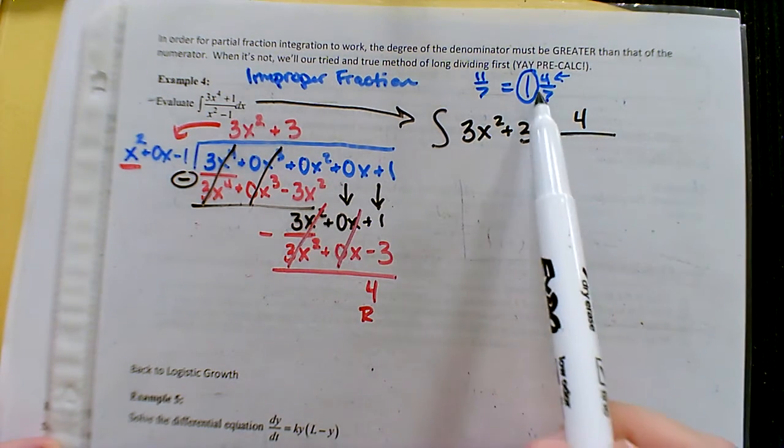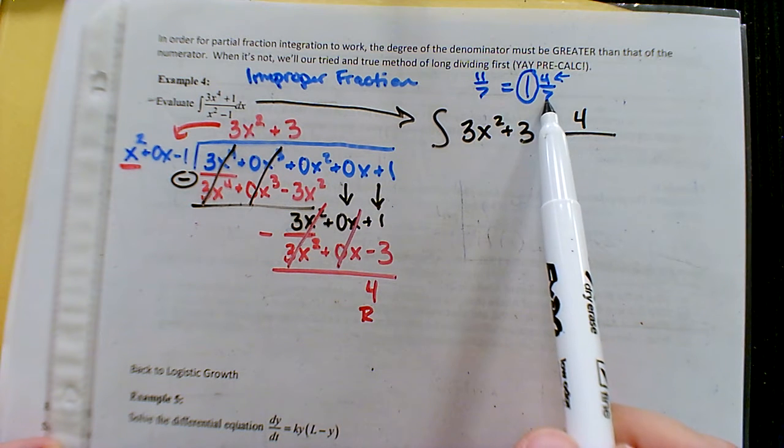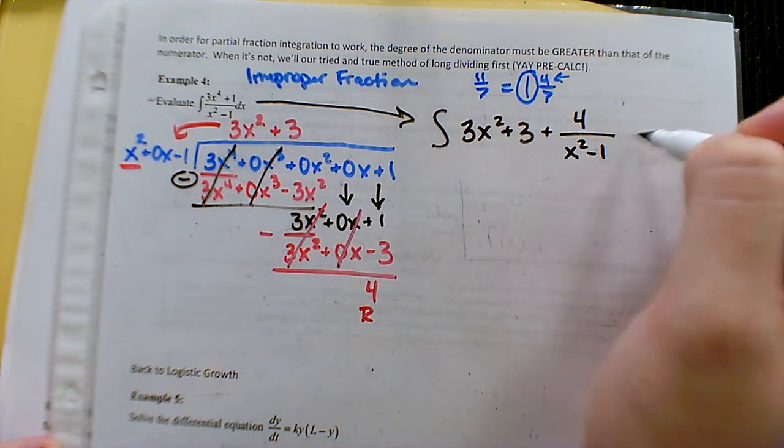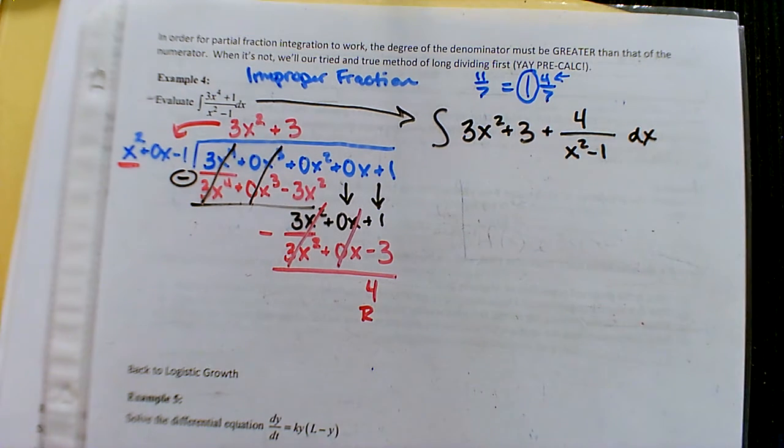And notice how in a mixed number you keep the denominator that you originally had. So we're going to keep that x squared minus 1. We're doing okay? All right.